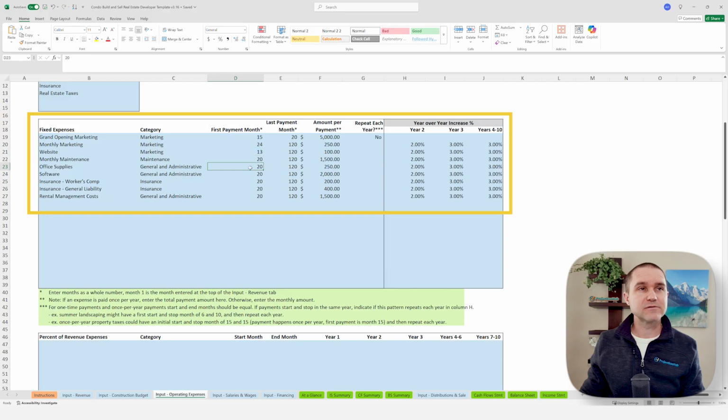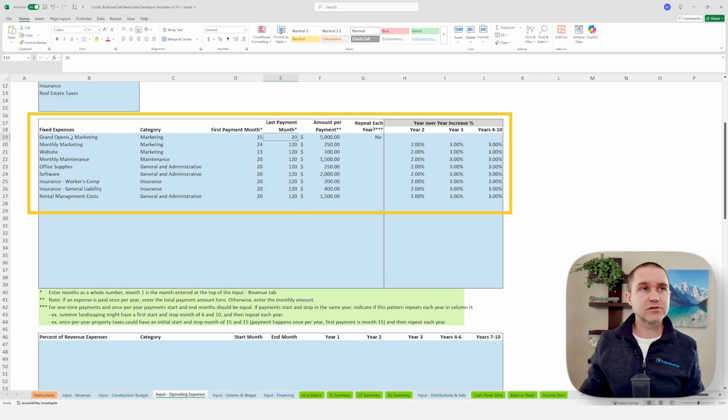Now the office supplies, well, we don't need to start that till month 20 when we actually have an office ready that needs supplies. Maybe there's management software or insurance. Maybe certain insurance might not start until it's complete, right? And so all of these things, you can set those up. You can set the last payment month. So this is a 10-year model, that's why we have month 120. That's the end of the 10 years.